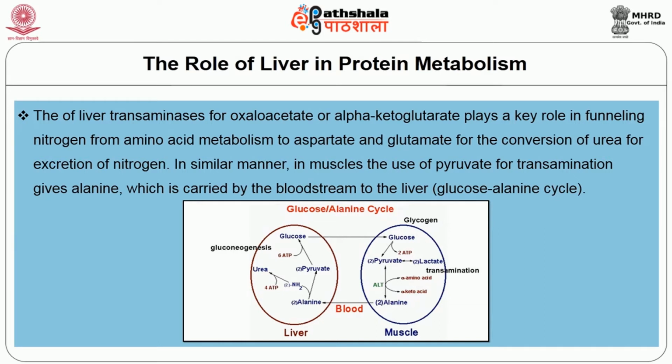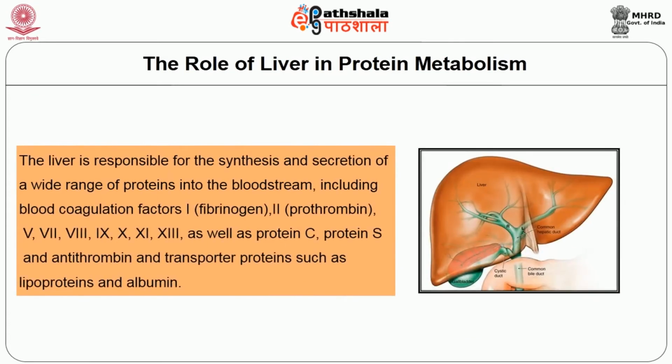In a similar manner, in muscles, the use of pyruvate for transamination gives alanine, which is carried by the bloodstream to the liver via the glucose-alanine cycle. The liver is responsible for the synthesis and secretion of a wide range of proteins into the bloodstream, including blood coagulation factors 1, which is fibrinogen, 2, prothrombin, 5, 7, 8, 9, 10, 11 and 13, as well as protein C, protein S and antithrombin, and transporter proteins such as lipoproteins and albumin.